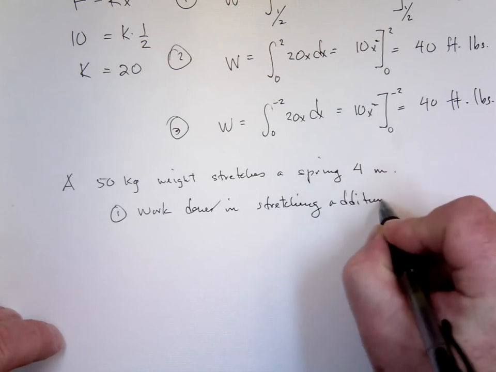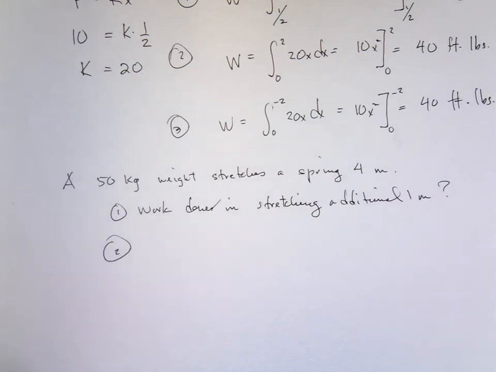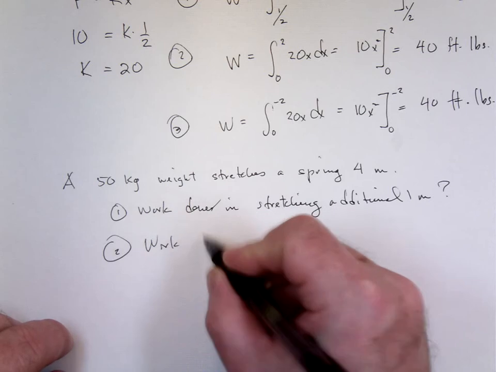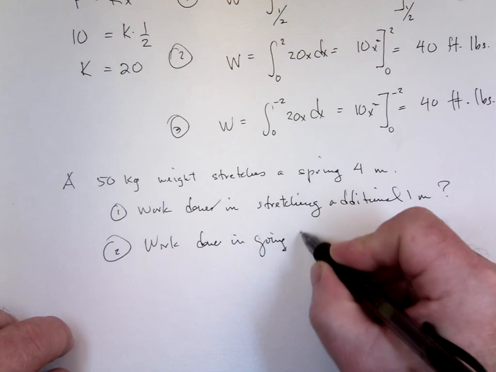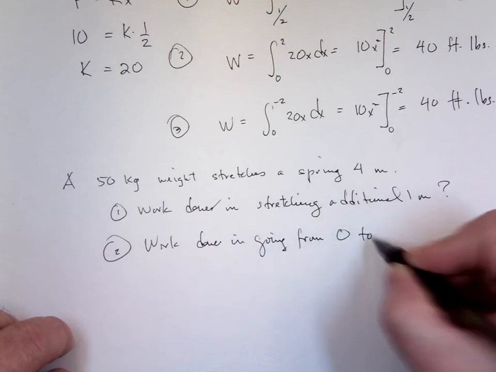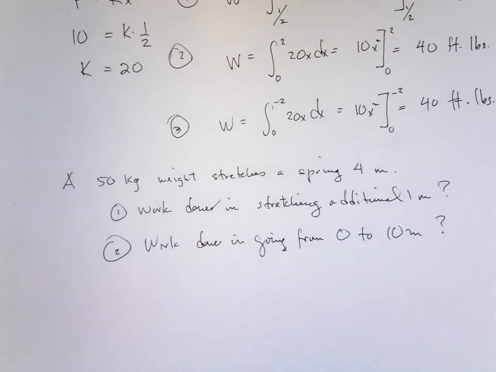Remove the weight, have it go back to 0. Work done in going from 0 to 10 meters. Yeah, they're all the same, these work problems. You'll see that in the homework too. Yes? 10 meters, yeah. What's 10? You're going to find it. Oh, wait, did I give you some? Yeah, a 50-pound weight stretches at 4 meters. That enables you to solve. Then how much work is done in stretching an additional 1 meter, and work done in going from 0 to 10?